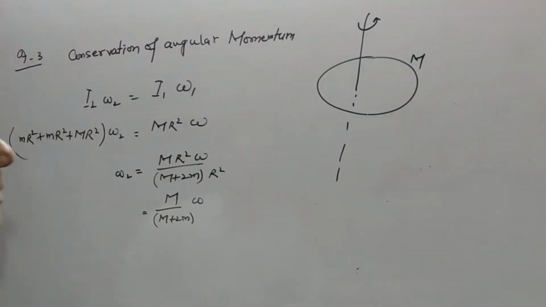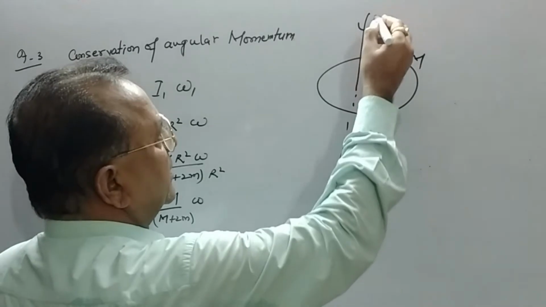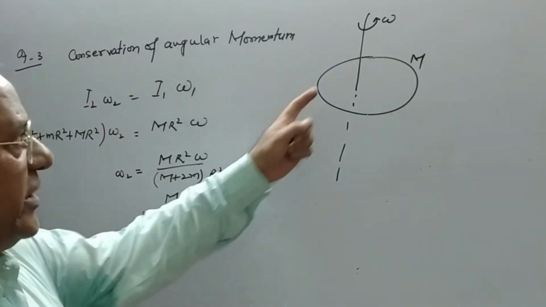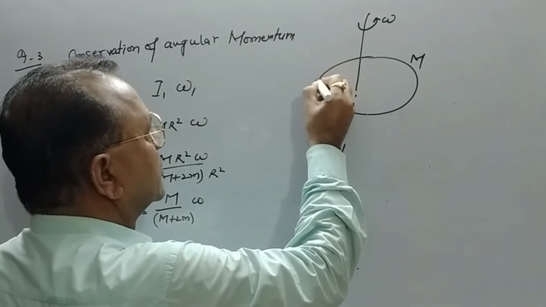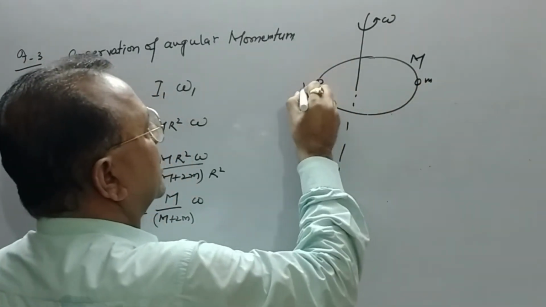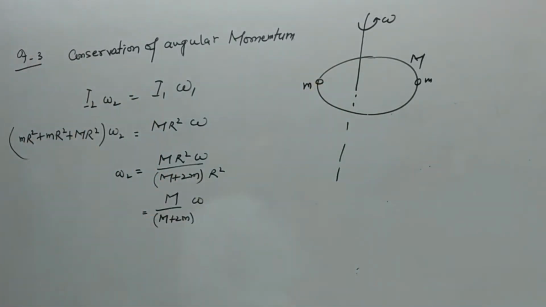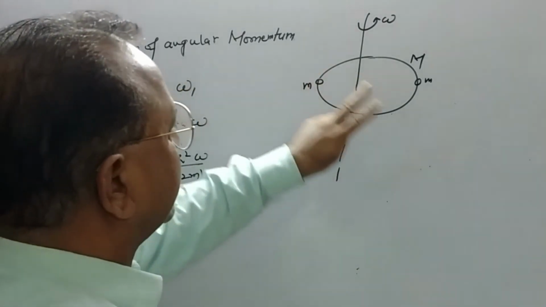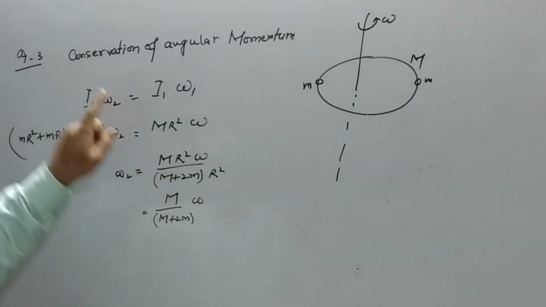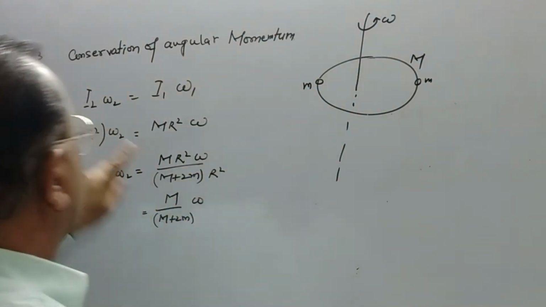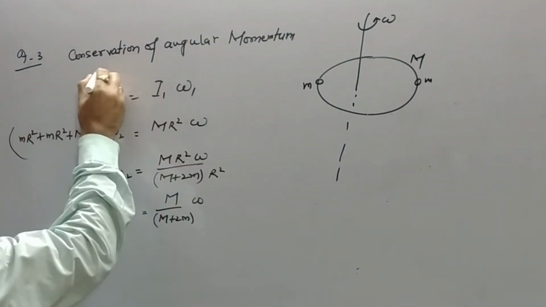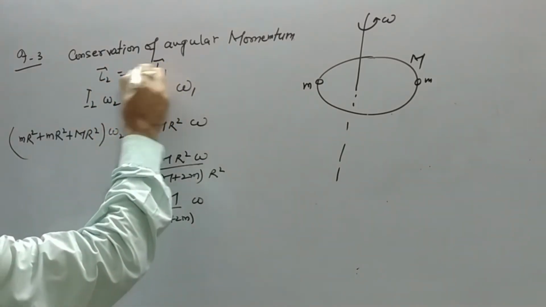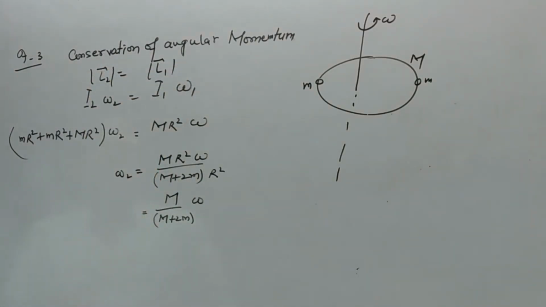Question number 3. There is a ring which is rotating with angular frequency omega. Now, small pieces of mass m each are gently attached. So what will happen is, this is the case when you are not applying any torque. So conservation of angular momentum gives you I2 omega 2, that is angular momentum after, is equal to angular momentum before. So I2 omega 2 is equal to I1 omega 1.